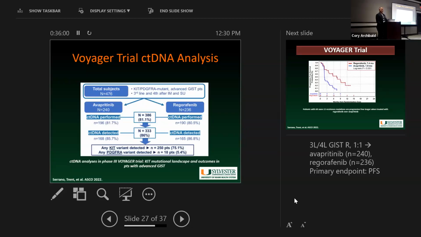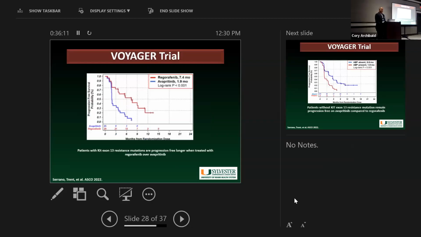And the study didn't show that there was any superiority in all comers, but we wanted to ask the question, if you look at ctDNA, can you see any differences? And sure enough, yes. And so this again is data looking at progression-free survival. So each downward deflection means the patient's tumor is growing again. And so if you look at the patients with exon 13, so these are only exon 13 resistant patients, regorafenib does much better than avapritinib.